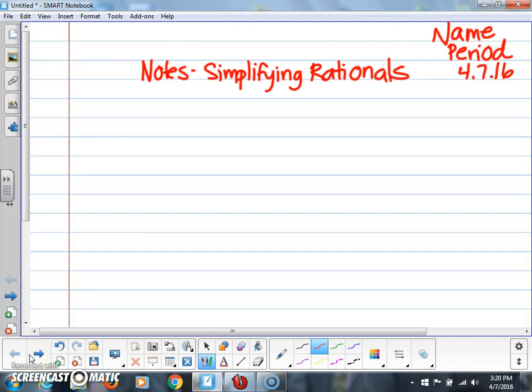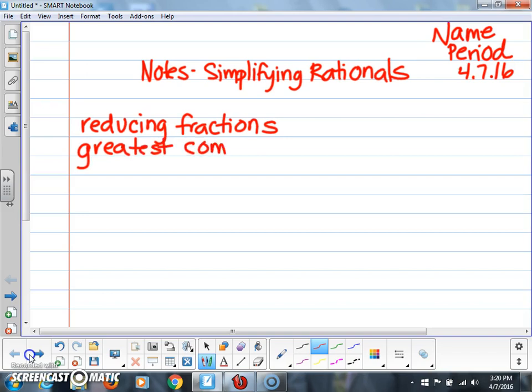So what we're going to go over today is notes on how to simplify rationals. You guys know how to do this. We're just going to combine a couple of things. We're going to combine reducing fractions. So that's our goal, how to reduce fractions, how to get the greatest common factor, which I'm going to call GCF, and what's called factoring.